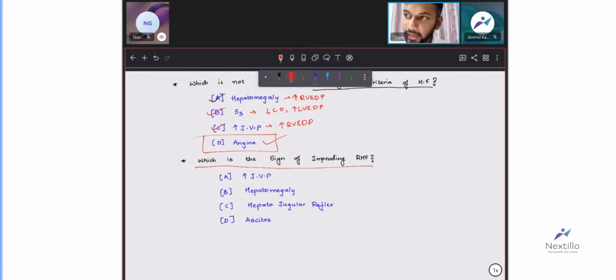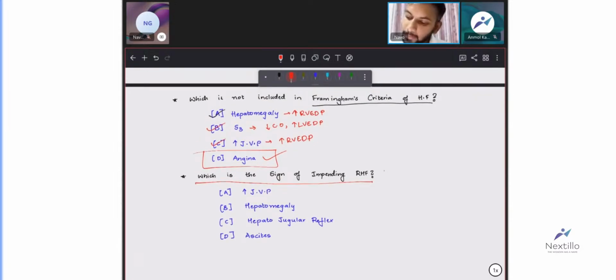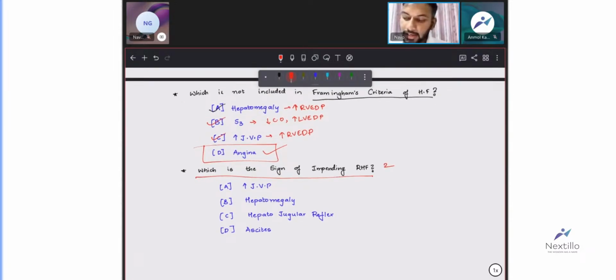What is the sign of impending right heart failure? This is the most important thing. Increased JVP means already there is increased RVEDP, so this basically means there is right heart failure. Hepatomegaly means increased RVEDP, so basically this means right heart failure. Ascites also means right heart failure. But the question is impending right heart failure, meaning right heart failure is pending. You don't know the patient is having right heart failure, but you want to guess whether he will go into right heart failure or not. So what will you check?